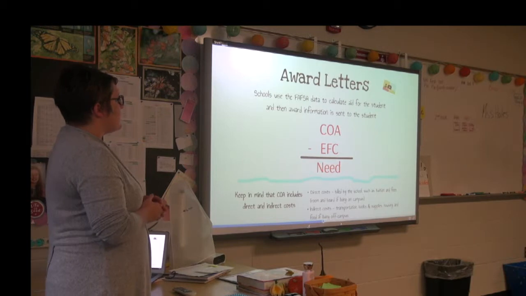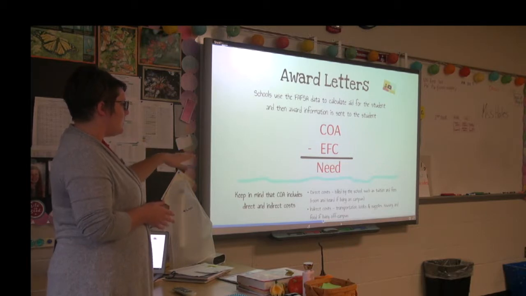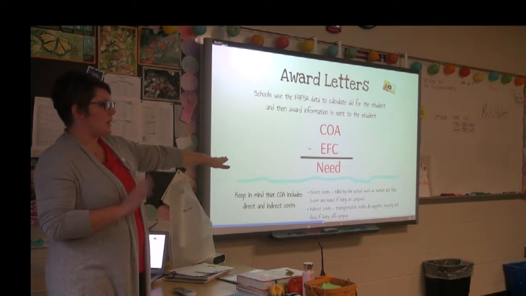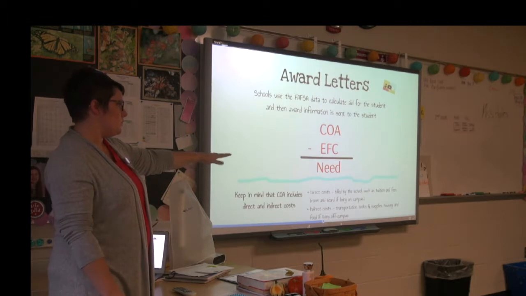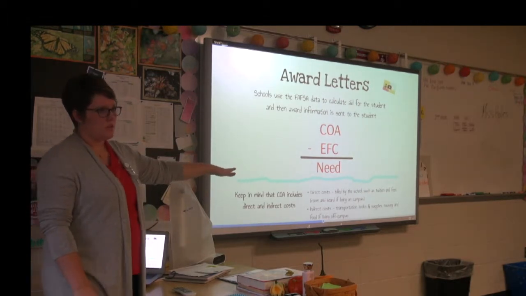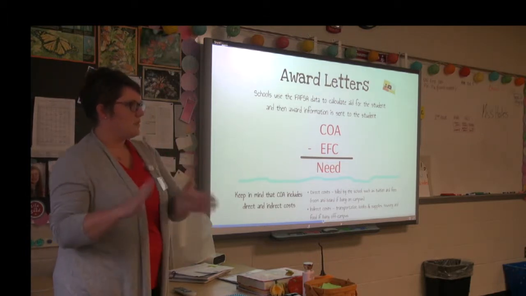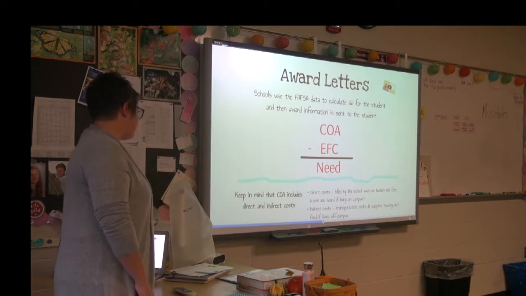The schools are going to take your cost of attendance, your EFC, and figure out what your need is. Just keep in mind that the direct costs are your tuition and fees, room and board if you're living on campus, but that cost of attendance also includes those indirect costs. So make sure you're aware whether you're looking at charges or cost of attendance, because they're very different.